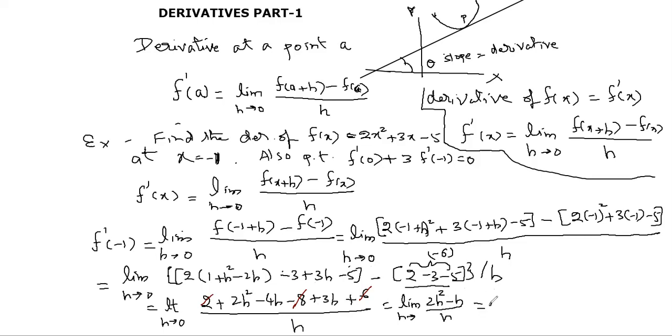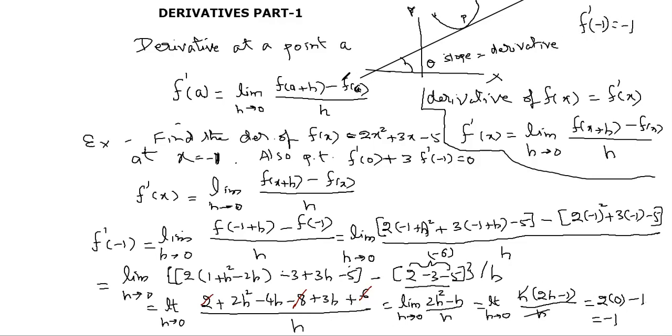And h is taken out, limit h tending to 0, h is common, so 2h minus 1 is left, divided by h. So h and h cancel. Now put the value of h. So 2 into 0 minus 1 is equal to -1. Got it? So we got the value of f dash. I'm writing here f dash minus 1 is equal to -1.